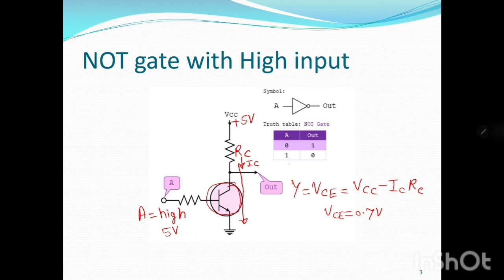Means when input is high, you are getting low at the output. When input is in a high state, we say the transistor is in the saturation stage and therefore VCE is your output voltage and therefore output is low.